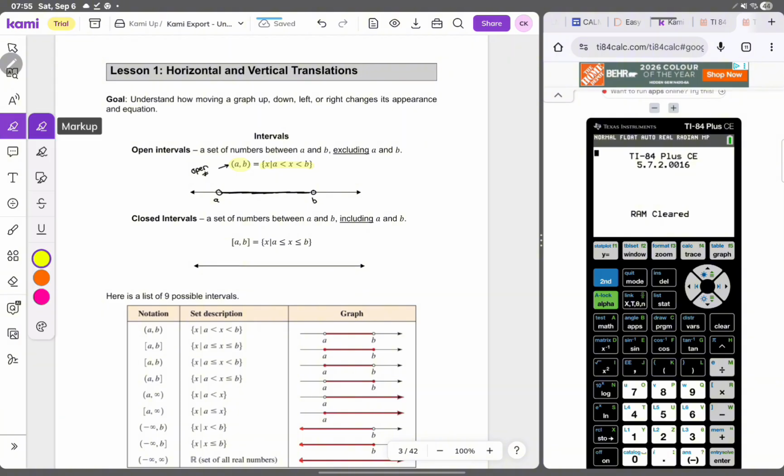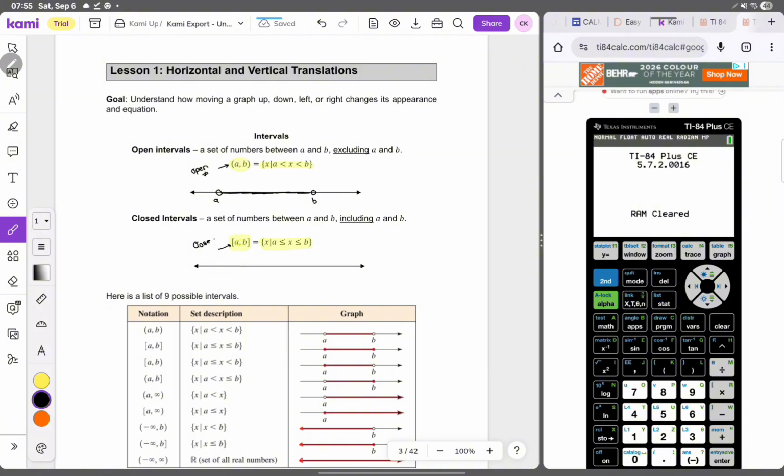Closed intervals, so when we're allowed to equal the number, so our domain looks something like this. This is how we write it in interval notation. So you can see here, now we have the square brackets. So this is closed, meaning we can equal those endpoints. So we'd have a here, b here, and we would be anything in between.